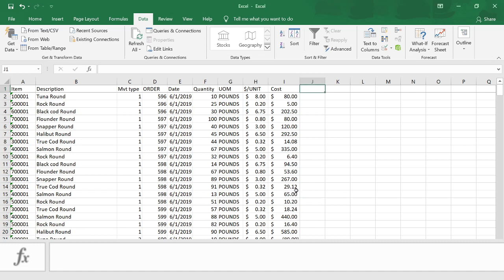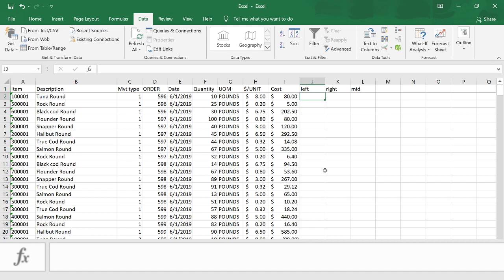Hi, in this tutorial we're going to go over the left, the right, and the mid function. So basically what they do is they look at the left or right and they return however many characters are on the left or right, or in the middle.